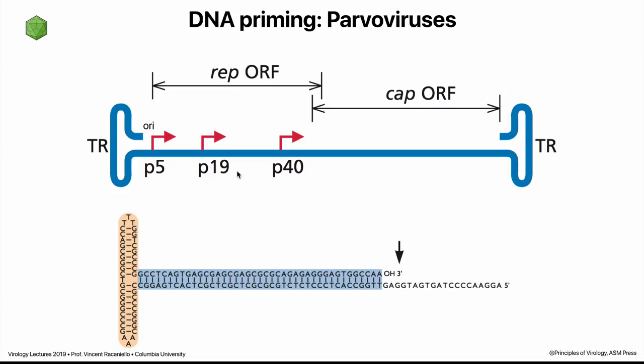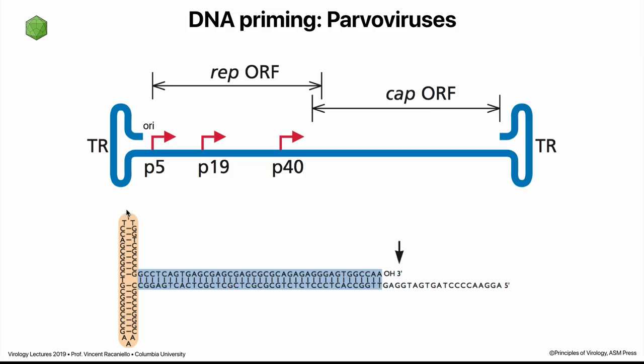And then we have the Rep ORF. This is kind of like the T antigen for SV40. This will orchestrate the host's DNA synthesis machinery. Now, this genome replicates a little bit differently. It's mostly single-stranded, but the ends form these TRs. That stands for terminal repeats. These are base-paired sequences that form because there's complementarity in the sequences.